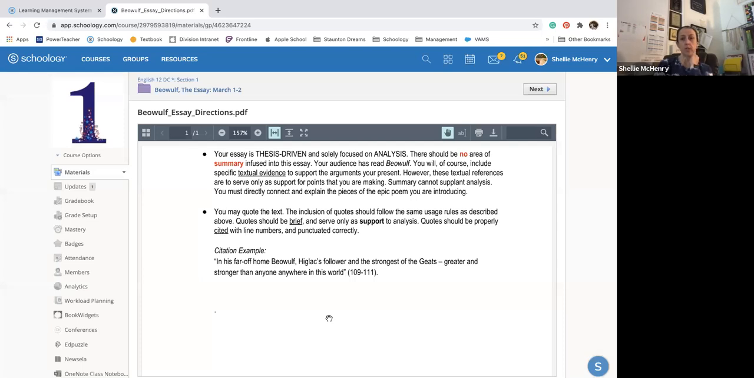So this is what I should be able to do with your paper when I get it. I should be able to look at the final sentence of your introduction to see your thesis, and then look at the first sentence of each body paragraph to see how you're going to prove that thesis. If I can do that, you got a strong paper.